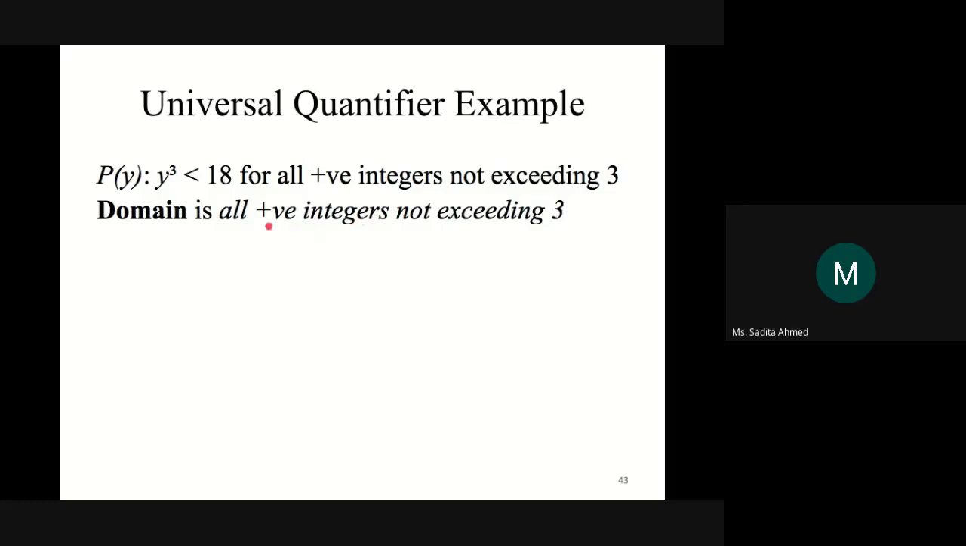Miss, here it's written not exceeding 3. It's not written not exceeding or equal to 3. Yes, exactly. That's why you can have 3 in the domain. It's not written equal to 3, miss. Not exceeding means like 2.99 or 2.9 will be the limit, right? No, this is an integer. Oh, okay.